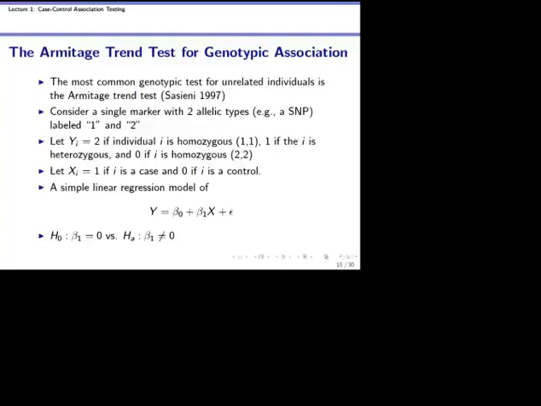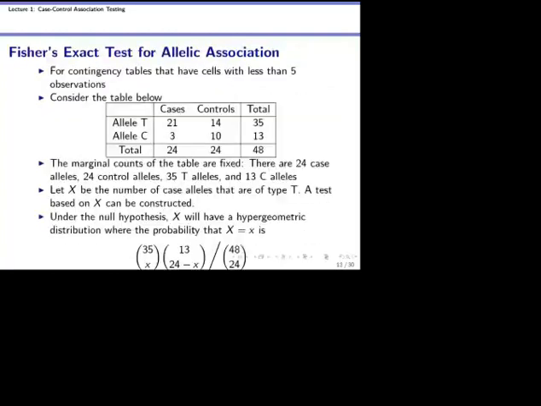If I'm testing whether there's an association, it doesn't matter what's the response and what's the predictor, because we're just looking for a linear relationship or association. Just like here, it doesn't matter if I let alleles be the rows and case control status be the columns. It doesn't matter, because we're just looking for association. Is there a relationship?